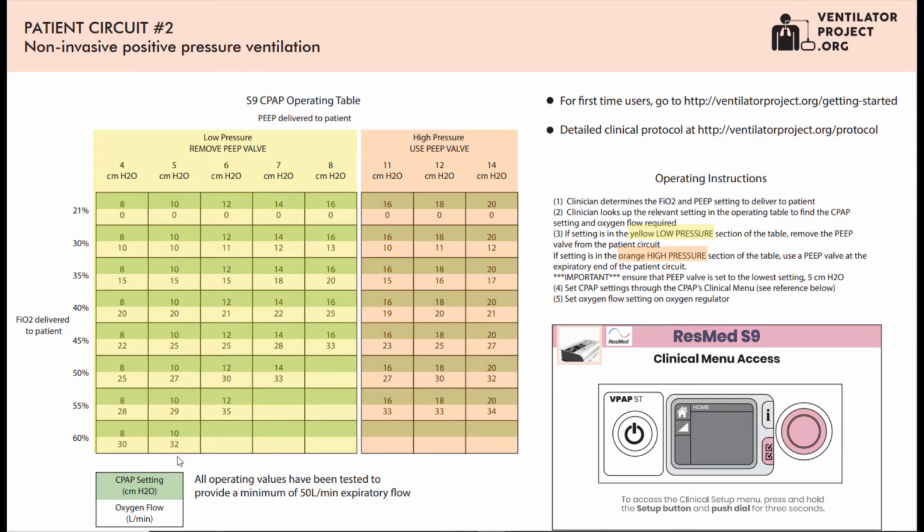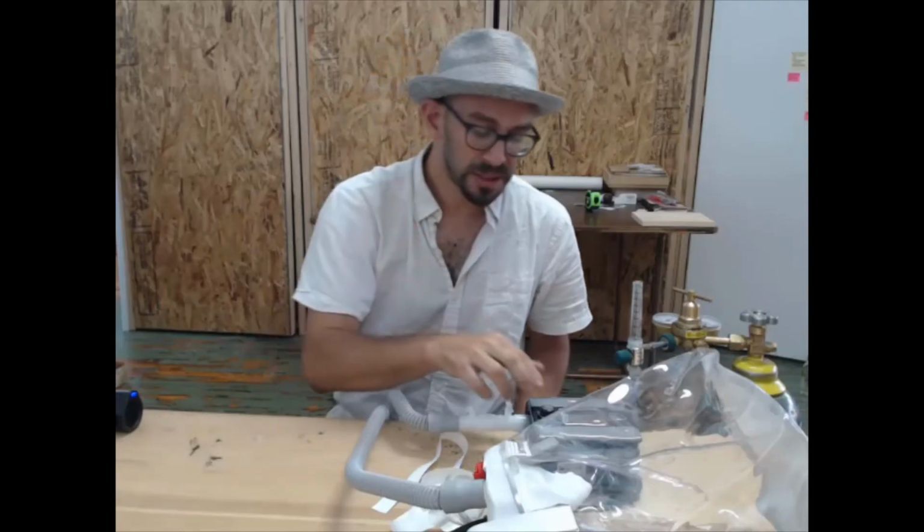And here at the top, that's my CPAP setting. So in this case, this is 10 centimeters water pressure. And at the bottom, that's my oxygen flow, which is 27 liters a minute to get 50% FiO2 in the circuit. So let's go ahead.